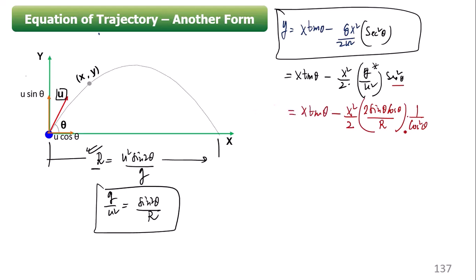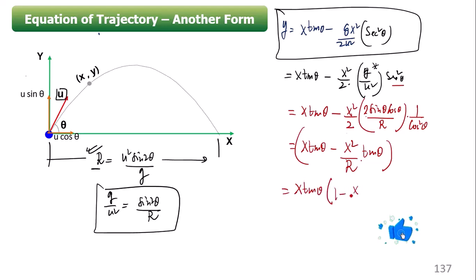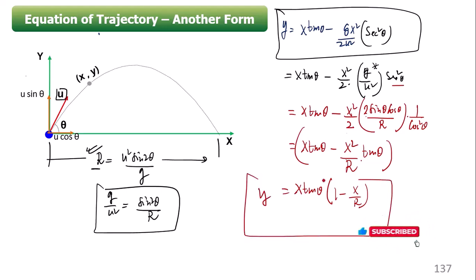Now if I simplify this, the 2 cancels out, and 1 cos will be cancelling out. So ultimately what I am getting is x tan theta minus x square by r into sine theta by cos theta, which means tan theta. Finally, if I take x tan theta common, that should be equal to 1 minus x by r. That is equal to y. So this is another form of the projectile equation where there is no u.